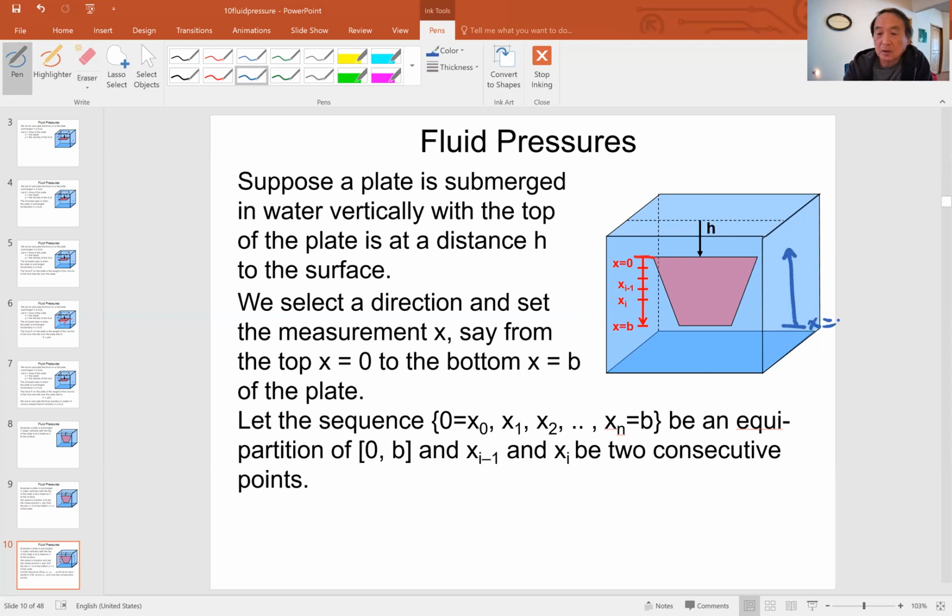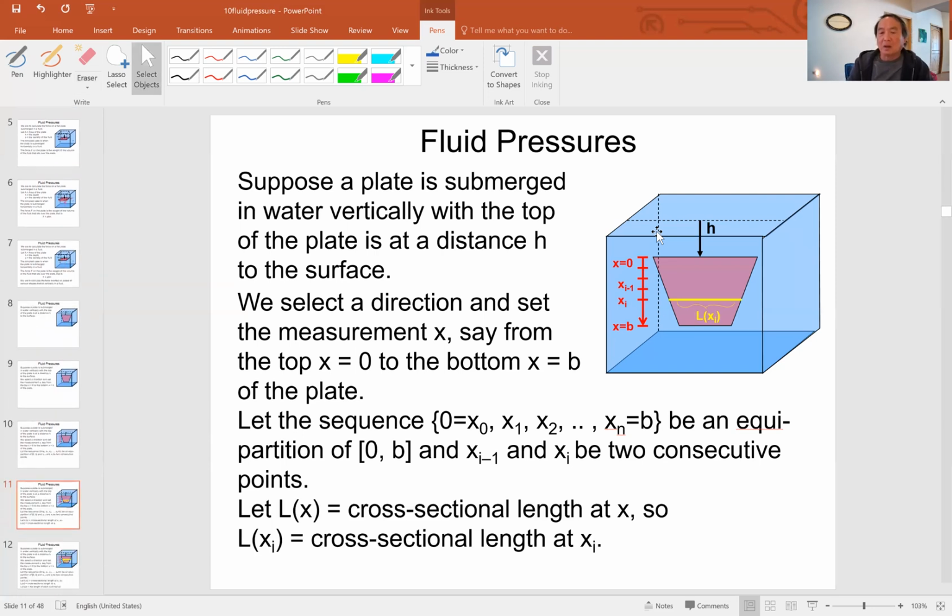We can set our x to be 0 here, and then this will be b up to the top of the plate, and on top of it, and then keep going. There's still h to the surface. So the choice of the axis depends on the shape. It leads you to slightly different calculations, sometimes quite different. Sometimes the choice of direction causes calculation problems, sometimes it makes things easier. Anyway, again, this is a cross-sectional problem.